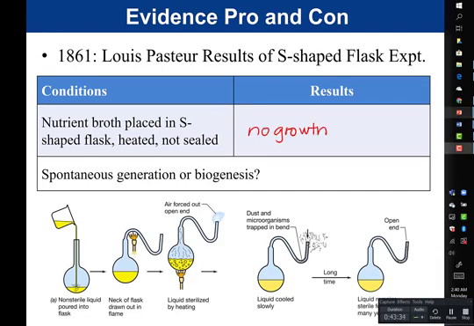And so when he has his nutrient broth placed in his S-shaped flask, he heated it and it wasn't sealed, he saw no growth. So is that in support of spontaneous generation or biogenesis? This evidence is in support of biogenesis. Life comes from life. The air can get in. So we can't say it's no air that's preventing the growth, right?